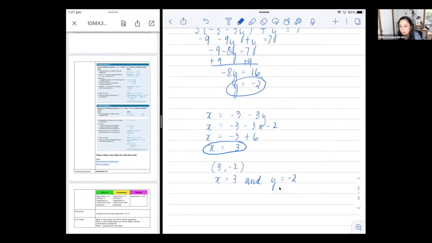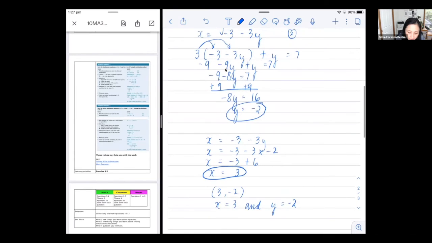Okay, yes. How did I get -8? Where is it? Oh, here. This one. So it's from here, you've got -9 plus 9 is 0. So what's left on the left-hand side, it's -8y, right? And then 7 plus 9 would give me 16. And -8 times something gives me 16. What's that something? That something would be -2. Does that make sense? It's this one here. Did you get that? Okay, thank you.